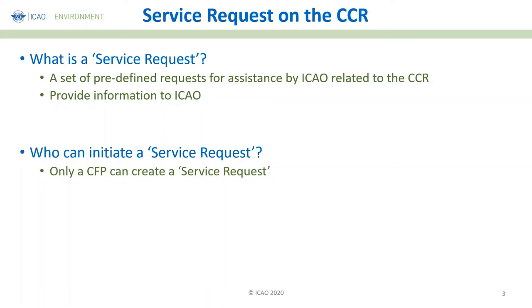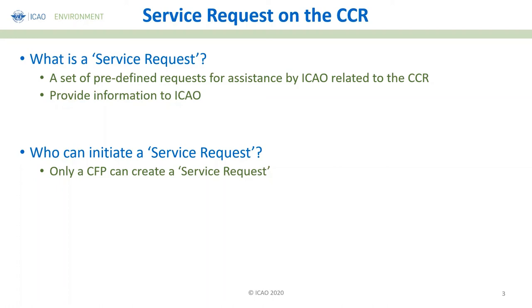For example, when you have by mistake changed the EUR record status into ready, although you didn't intend to do so, or you realized there was an error after you submitted the EUR record and you want to fix that error. Then you can use a service request to ask ICAO for assistance. Because the situation may vary, you have to provide further information to ICAO, giving more details on what needs to be fixed and what the situation was. And an ICAO super user will address that issue with you.